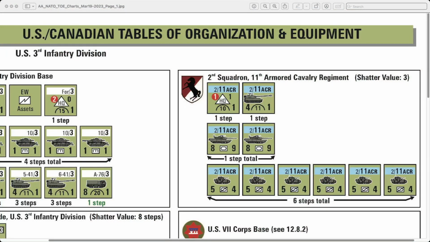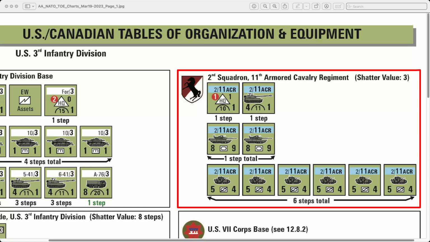Let's identify what we mean by a cavalry unit. A cavalry unit is any maneuver unit in a U.S. armored cavalry squadron or a British armored reconnaissance regiment. Referring to the TO&E charts for NATO in the Würzburg game, we can see here all units of the 2nd Squadron of the 11th Armored Cavalry Regiment in the box on the right.